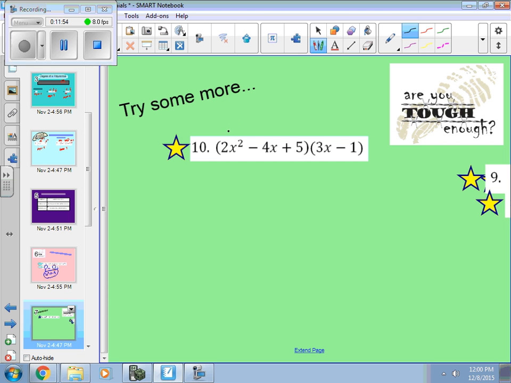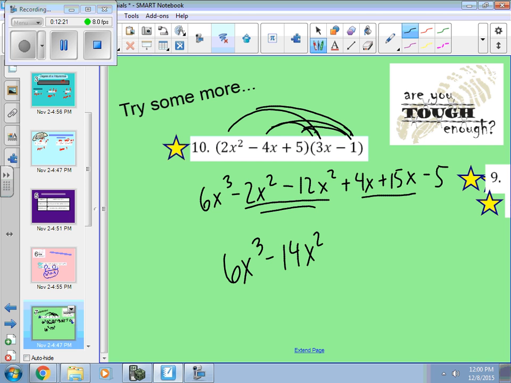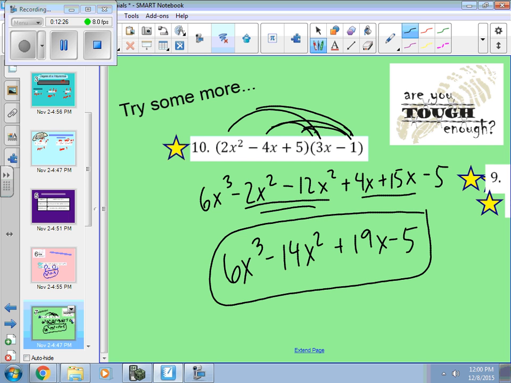If you distribute these through, multiply this one to both, you're going to get 6x cubed minus 2x squared. Next one to both, this one's negative, so negative 12x squared. Two negatives are going to be plus 4x. And then finally the last one, plus 15x minus 5. Combine the like ones here, and the final answer you should have gotten is this. So that would be the product of those two.